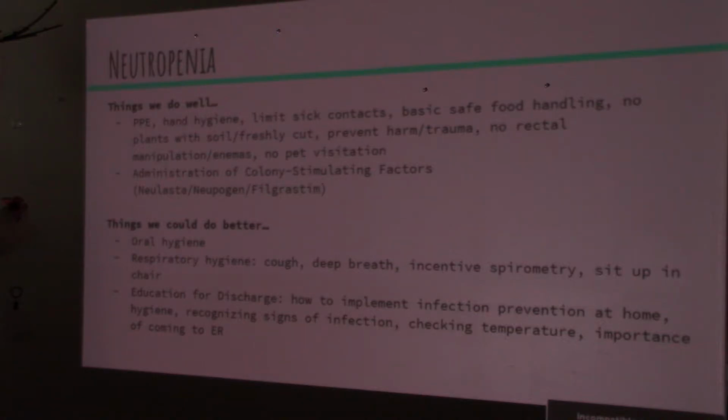Some things that we could do a little better, I think, are oral hygiene and respiratory hygiene, which are really important in preventing pneumonias. That's a common infection for neutropenic patients to get. So it's just a little food for thought of how we could improve even more and try to not only identify febrile neutropenia early, but help to prevent it.